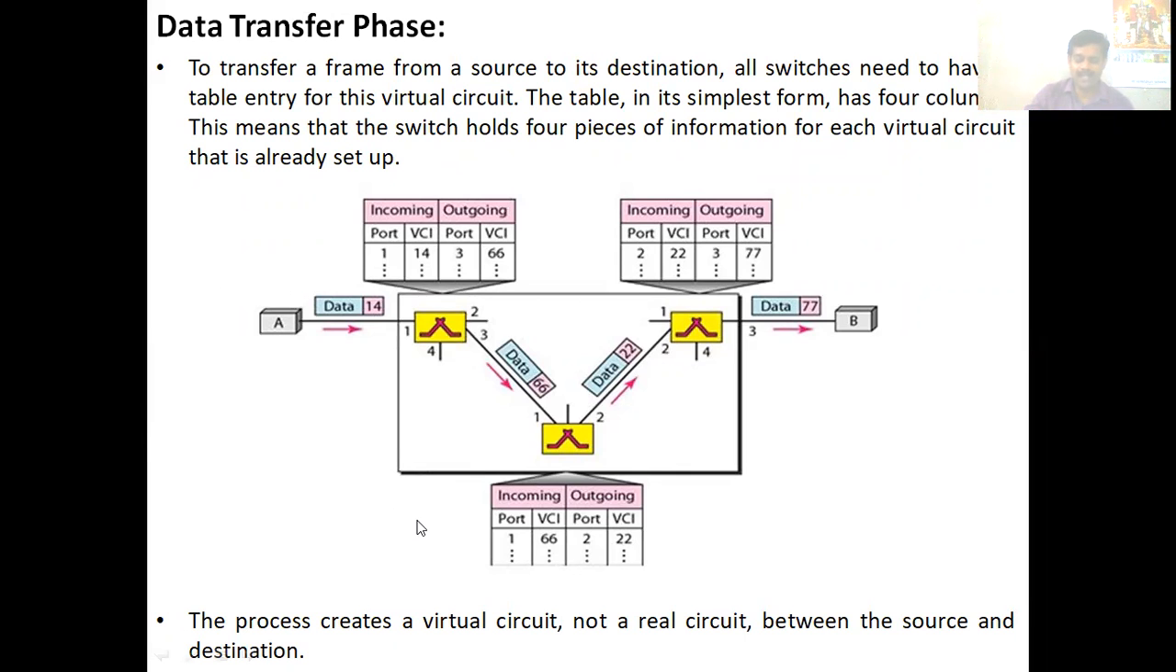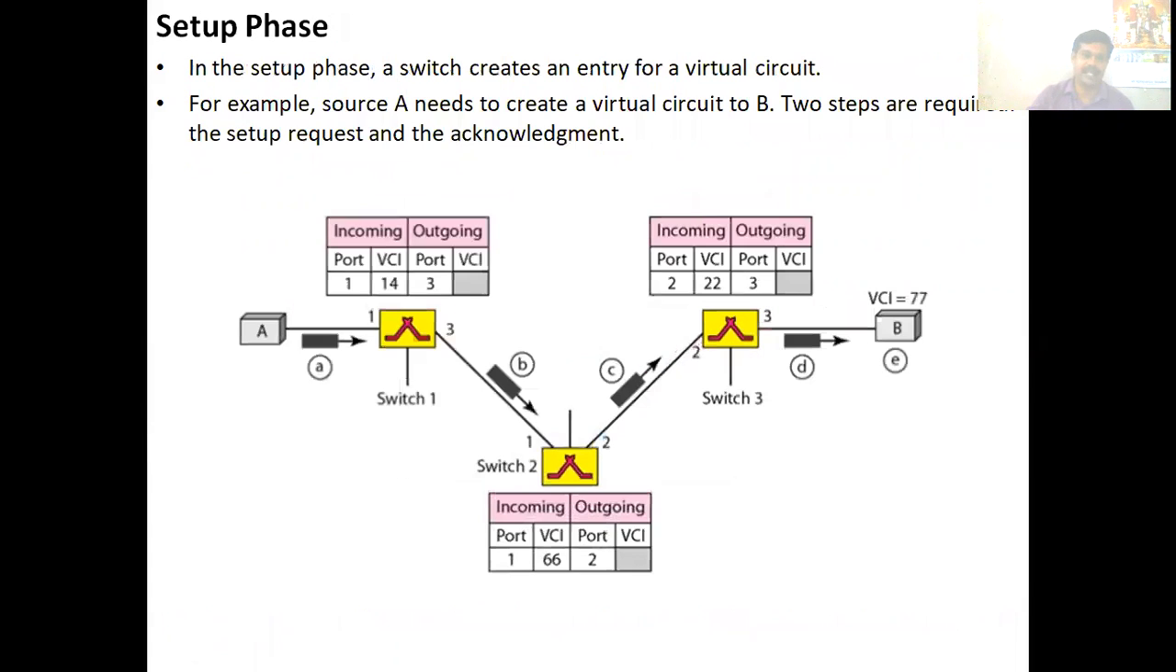Here, the process is creating a virtual circuit, not a permanent circuit or a real circuit between the source and destination. Now we are coming to the setup phase. In the setup phase, there are 2 phases. How many phases do we have? We have 2 phases: one is the setup request phase and another one is the setup acknowledgement phase.